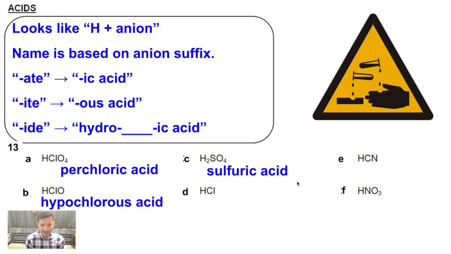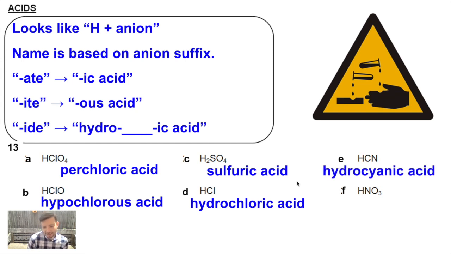I drop the ide and I add ic acid. But ide means I put hydro in front. So this becomes hydrochlor and then ic acid. And hopefully you just knew that already, that HCl is hydrochloric acid, a very common bench acid that we have. HCN, similar to HCl, that's cyanide. Even though it's a polyatomic, it's the suffix ide that gives me the name hydrocyanic acid. And then lastly, HNO3, that's the nitrate anion with an H. So I change nitrate to ic acid, and we get nitric acid.